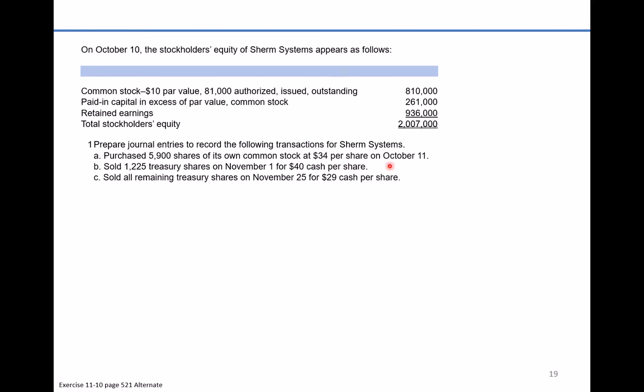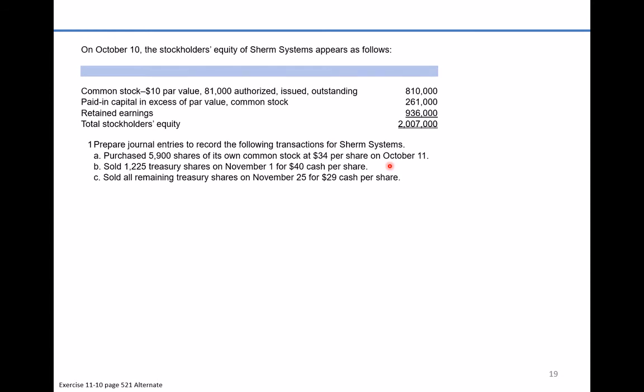Why would the company possibly buy back shares that it had previously sold to the public? Well, a number of reasons, but when a company does that, they're bringing those shares back into the treasury of the company, and those are called treasury stock shares. Those are simply shares that were previously sold that the company says, for one reason or another, we no longer need those shares to be outstanding. We want to buy those shares back. Notice that will lower the number of shares of stock outstanding. So here the company is purchasing back 5,900 shares of its own common stock that it had previously sold. And they're buying these shares back at $34 per share.